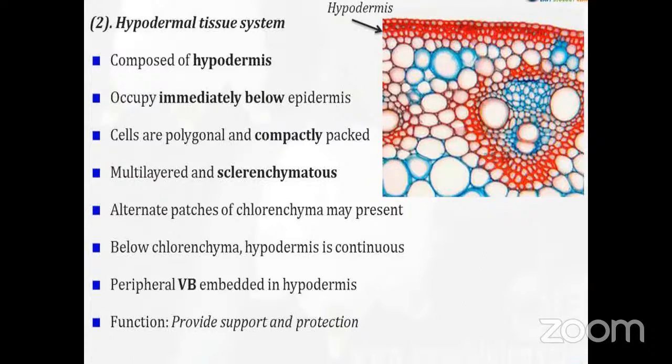And here you see the peripheral vascular bundles, those towards the epidermis, are small in size, and those towards the center are big in size. The peripheral vascular bundles are embedded in hypodermis, and coming to the function, they provide support and protection.